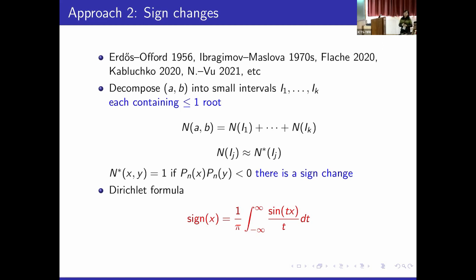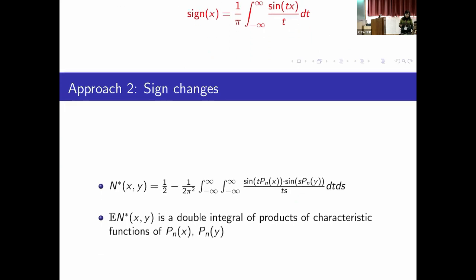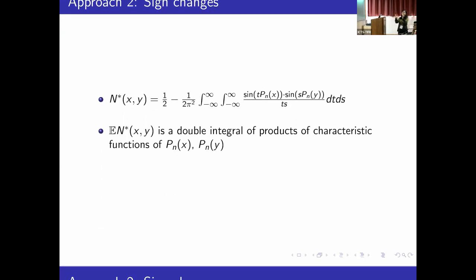Now, how does it help us? It helps because in order to calculate the sign change, the sign of a number, we can use the formula which says that the sign of a number x is 1/pi times the integral over R of sin(tx)/t dt. Plugging that in, if you have a small interval from x to y and you want to see whether there is a sign change from Pn(x) to Pn(y), plugging in this formula would give us this form. And now let's say we want to take expectation.